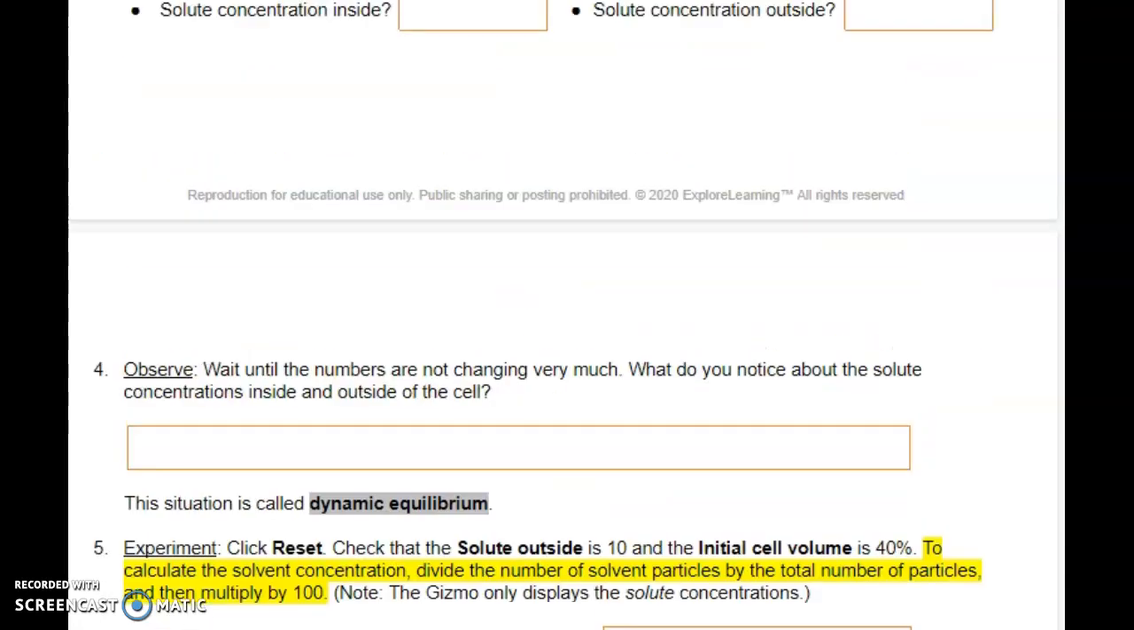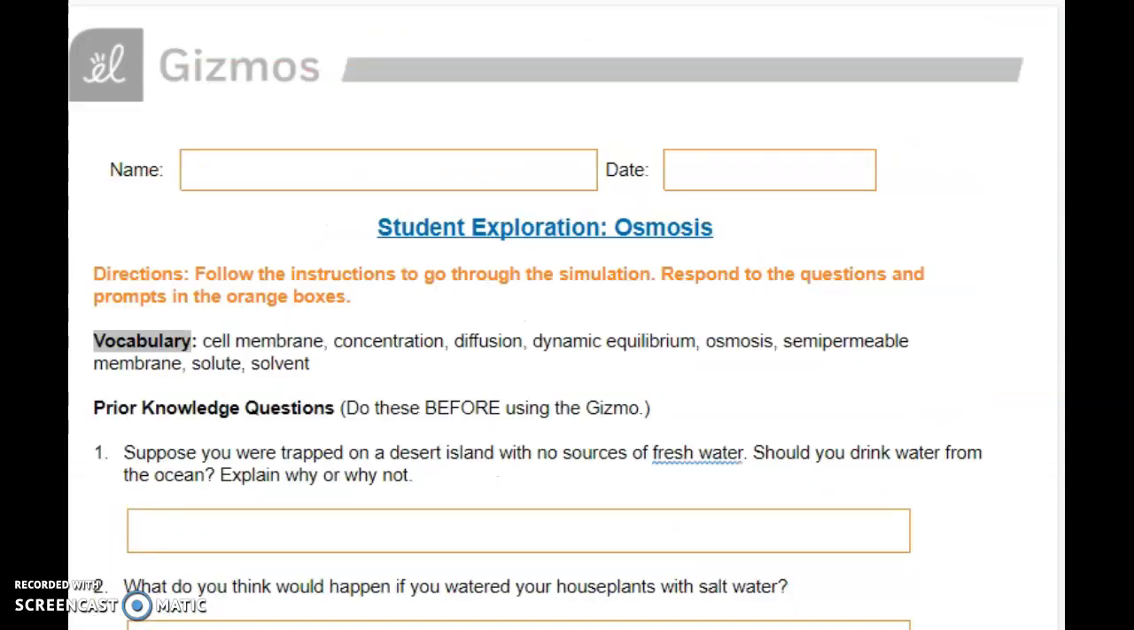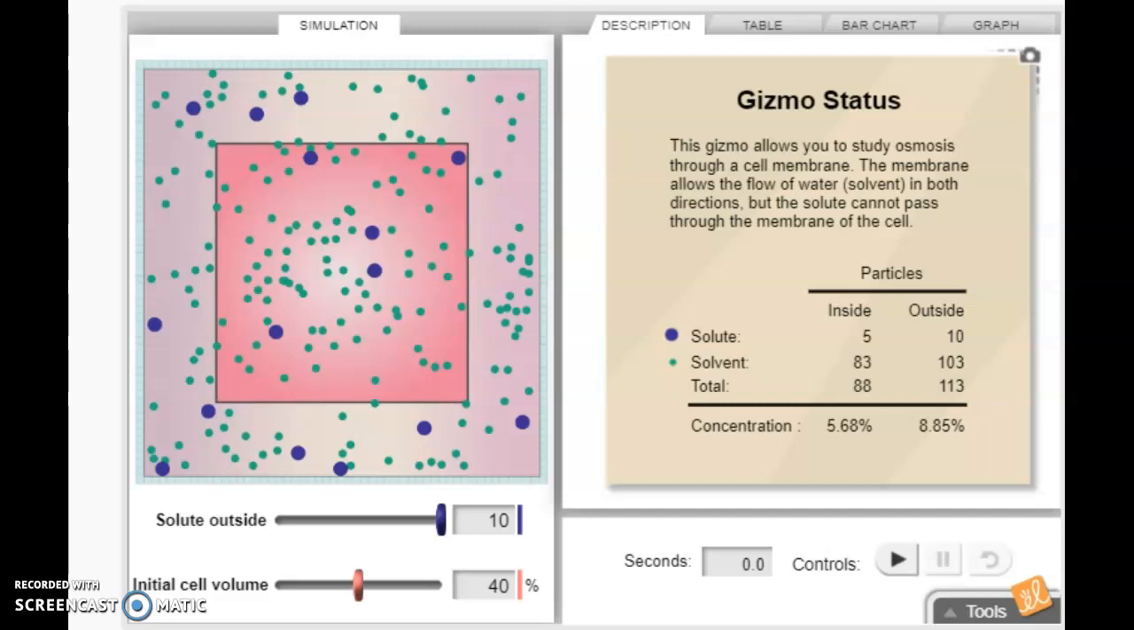So once all of this is completed, please make sure to turn it into Google Classroom. And after that, you may work on your Gimkit exit ticket 7.5. If you have any EdPuzzles that you need to finish up, please make sure you do that as well. Your Chapter 7 quiz is due by the end of the day today. So thank you very much for working with the sub today. I appreciate that, and I will see you tomorrow.